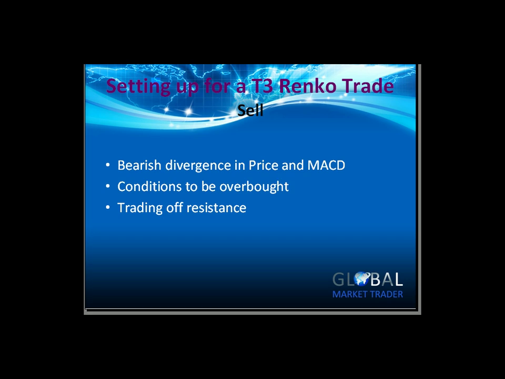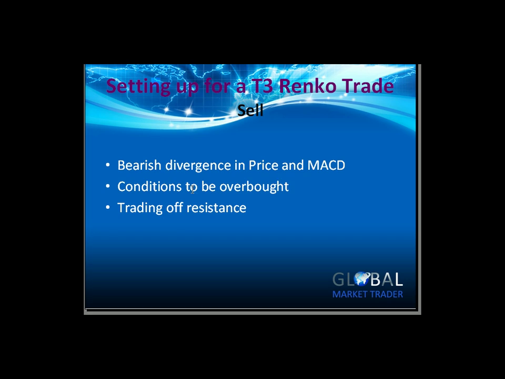Slide 3 talks about setting up for the T3 Renko trade sell. So what are the components that we need to have in place for a T3 trade sell? Let's have a look at them. The first thing we need is bearish divergence in price and the MACD. No doubt you would have spent a little bit of time going through the MACD training videos, and I'm going to take you through step by step how the T3 trade sets up.